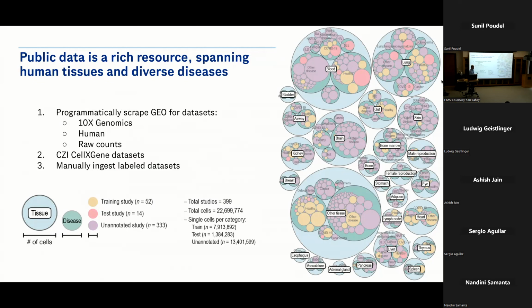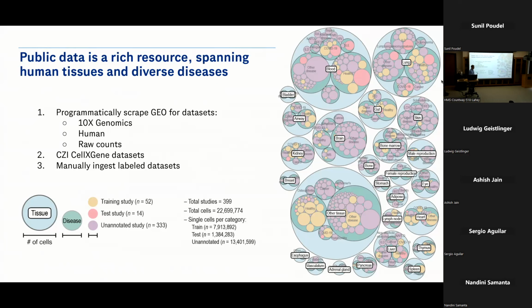I want it to be human data, and I want it to have the raw counts available, so I don't have to guess your normalization and reverse engineer or anything like that. I want to be able to control that. So that's a huge source of unlabeled data. And then for labeled data sets, we can look on CZI sub-hygiene.